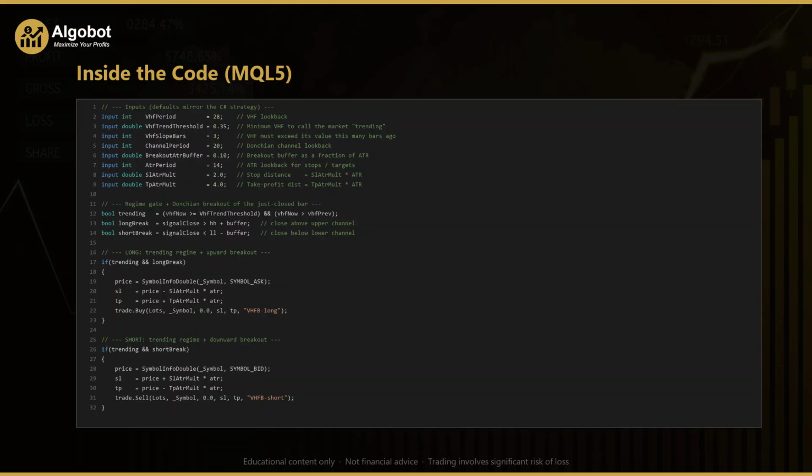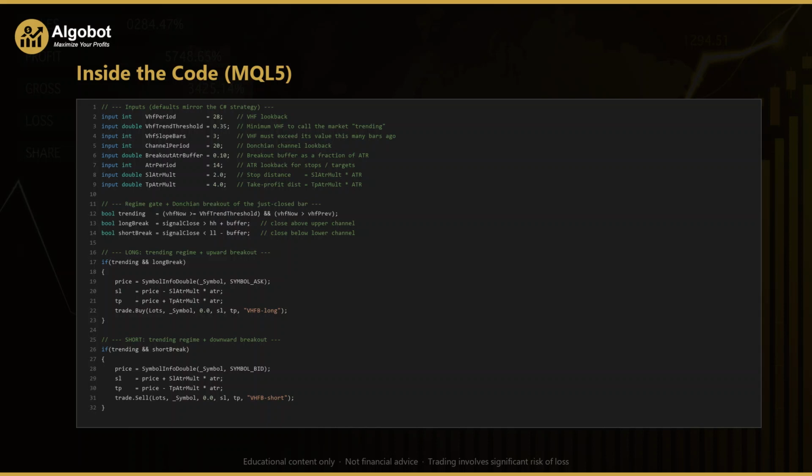When trending and long break are both true, the code reads the ask price, sets the stop loss at the entry minus the stop multiplier times the average true range, sets the take profit at the entry plus the target multiplier times the range, and calls trade.buy.